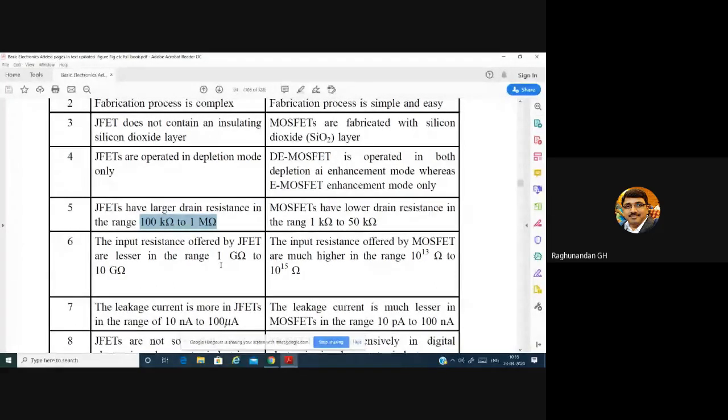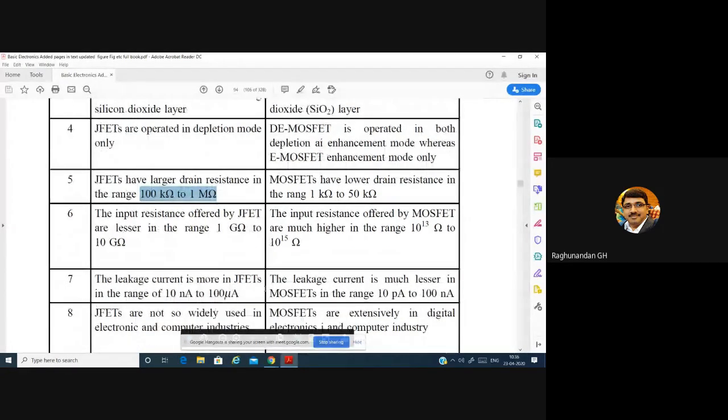So coming to this one, the input resistance offered by MOSFETs is much higher, in the range of 10 to the power of 13 ohm to 10 to the power of 15 ohm. So it is in the giga range, and this is in terms of 10 to the power of 13 to 10 to the power of 15. Okay. So the leakage current is more in JFETs, in the range of 10 nanoamperes to 100 microamperes.